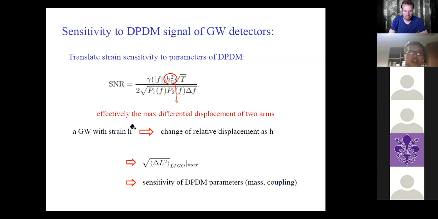And at the same time, the gravitational wave strain is proportional to the relative arm length change up to an order of 1 number. So we can directly translate the sensitivity of the gravitational wave strain to the sensitivity of the relative arm length change. And in the previous slide, I have already given the formula of the relative arm length change in terms of the dark photon dark matter parameters, such as mass and coupling. And thus, we can use this equation to translate the sensitivity of relative arm length change to the sensitivity of the dark photon dark matter parameters.